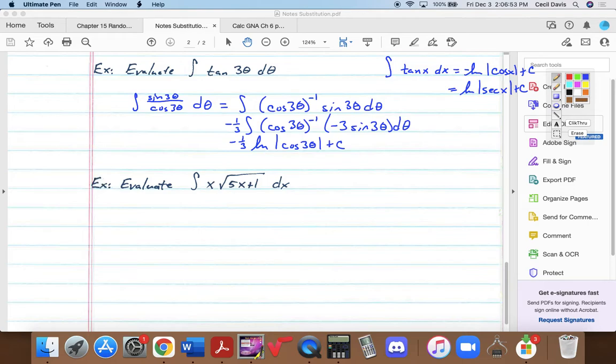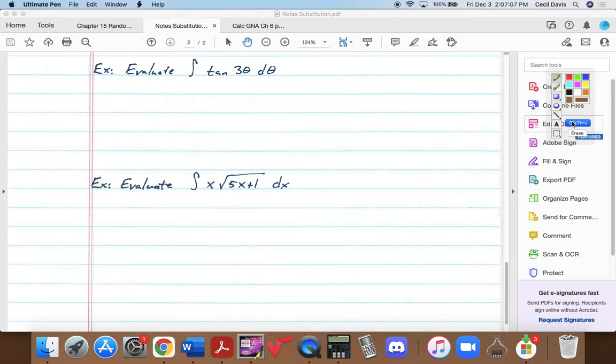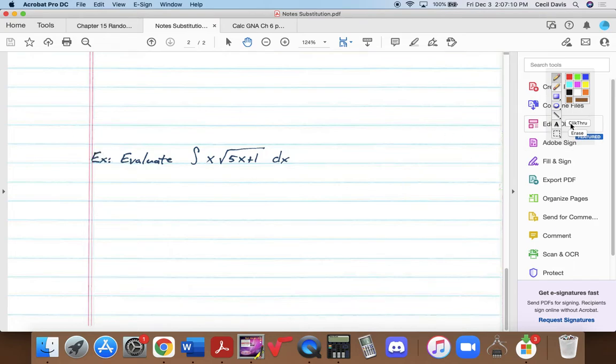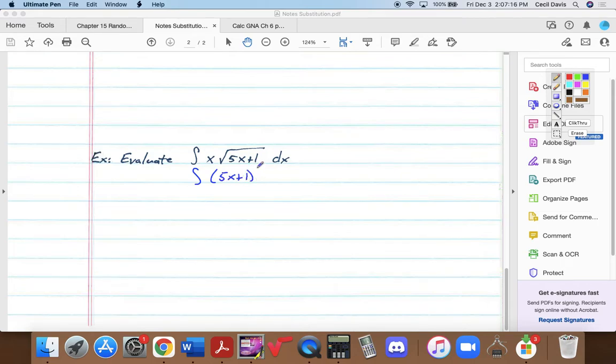Now, this last problem. This is a problem where with all the other ones we can do some finagling and undo the chain rule. Not so much on this problem. So I'm going to start by rewriting it as 5x plus 1 to the 1/2 power times x dx.